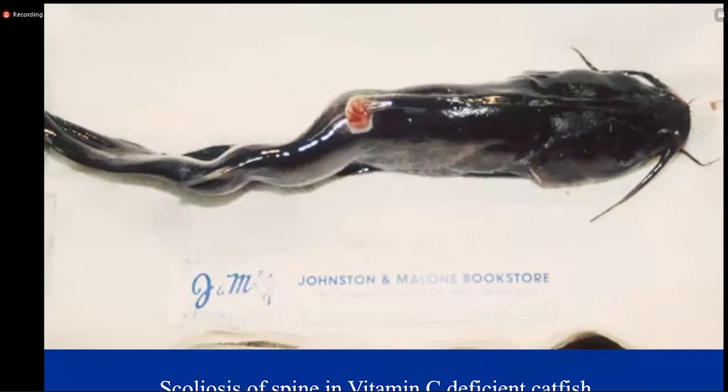So as an example of this, here's an example of a non-infectious disease caused by a nutritional deficiency. This is a condition of scoliosis caused by the lack of vitamin C, causing breaks in the spine or in scoliosis.